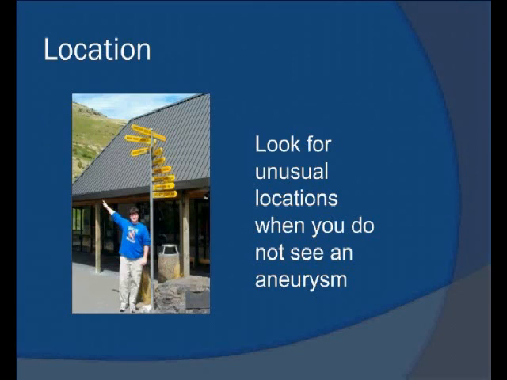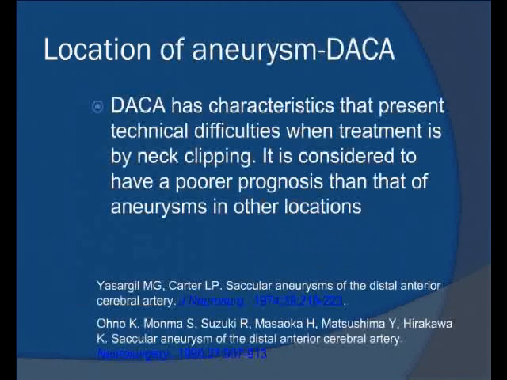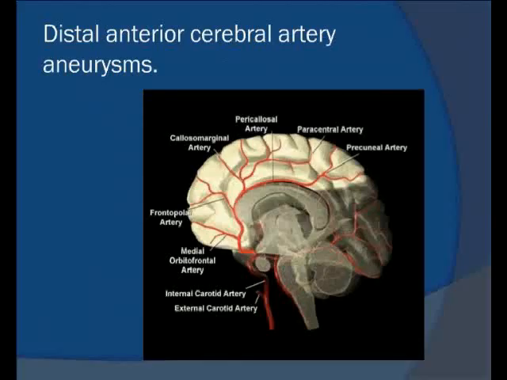Look for unusual locations when you do not see an aneurysm in the expected location. These are important because you have a subarachnoid hemorrhage, and if you do not see this, you may end up with a problem. One of the locations, the distal anterior cerebral artery, is where one may actually not be looking for an aneurysm, and you may miss it and the patient can rebleed. For example, this would be a location, the distal anterior cerebral artery, and if you're not focusing on this area, you may miss it altogether, and the patient can have a second one or another one even more distal.